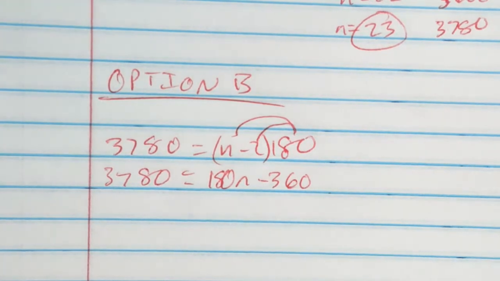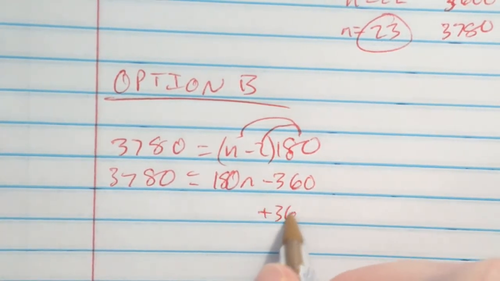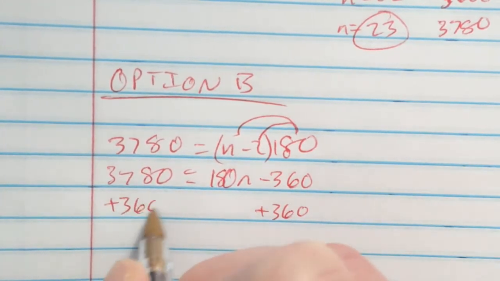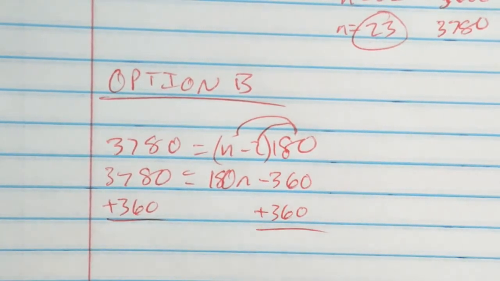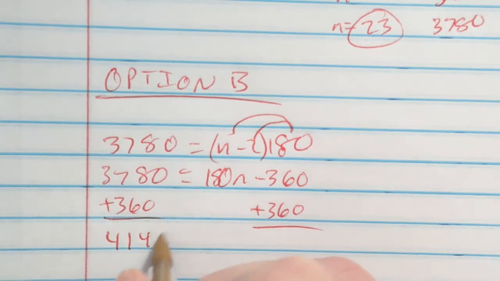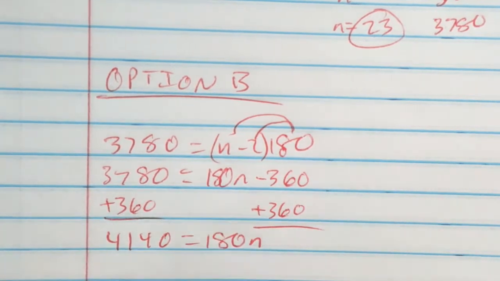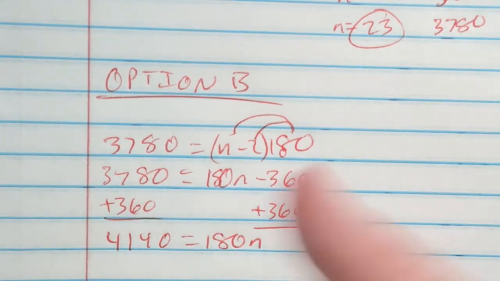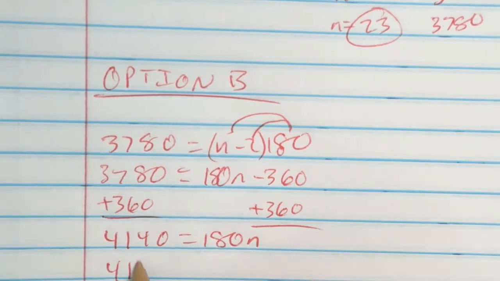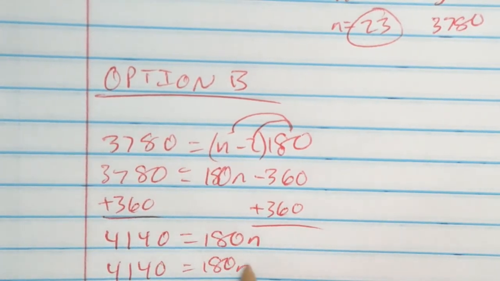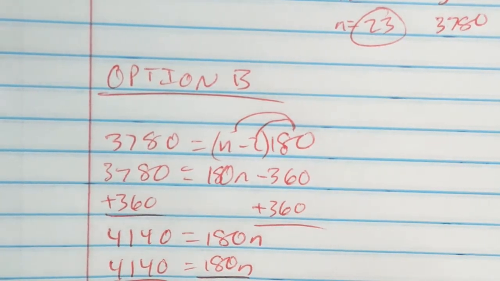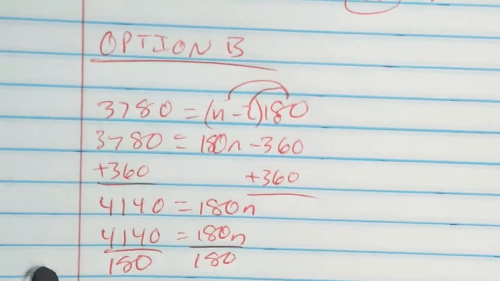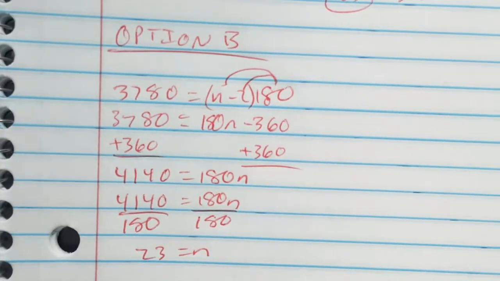Now you're in familiar territory. You would just add 360 to both sides. So 3780 plus 360, that is 4140 equals 180n. Divide by 180, and you get 23 equals n. So that's another way how to do this.